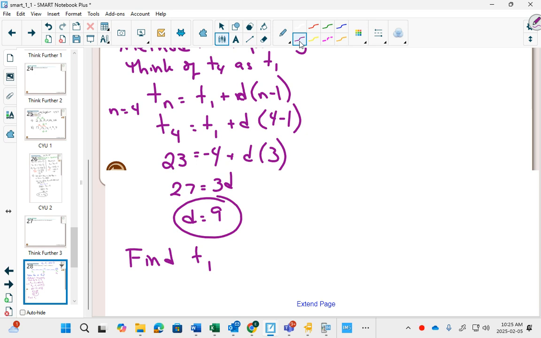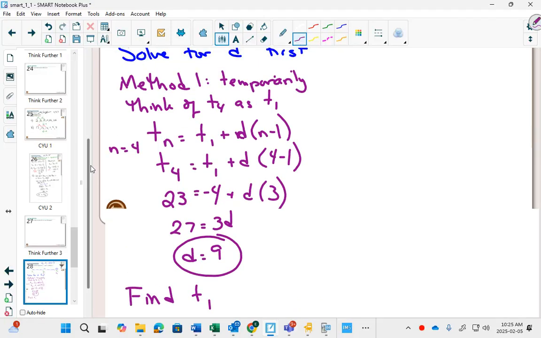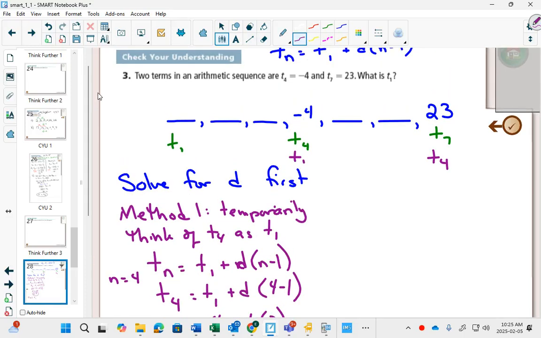Now there's two ways you could actually find term 1. Method 1 is, hey, I can just put things in. If D is equal to 9, well, plug these in in orange because we figured them out. If D is equal to 9, does that make sense? You'd have to add 9 to negative 4, which would get you to 5. Add 9 to 5, which would get you to 14. Add 9 to 14, does it get you to 23? Huh. So this is kind of nice. By plugging those in, I can check. It seems like D equals 9 is absolutely right.